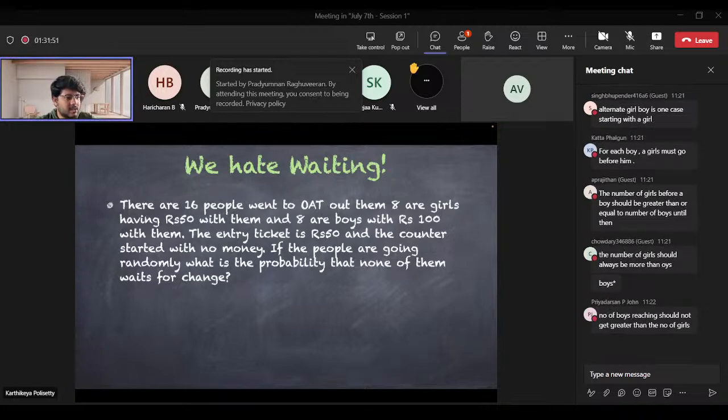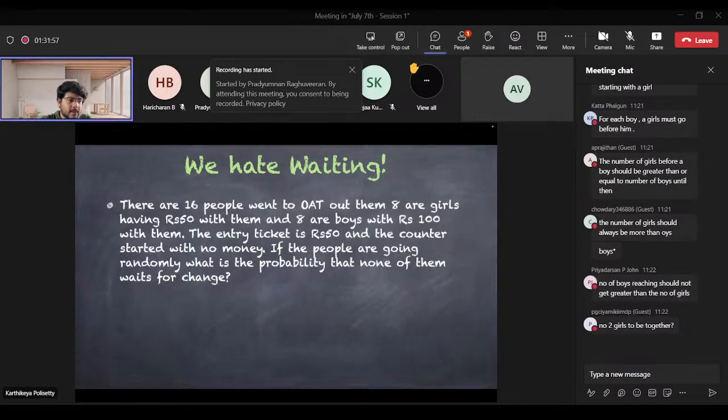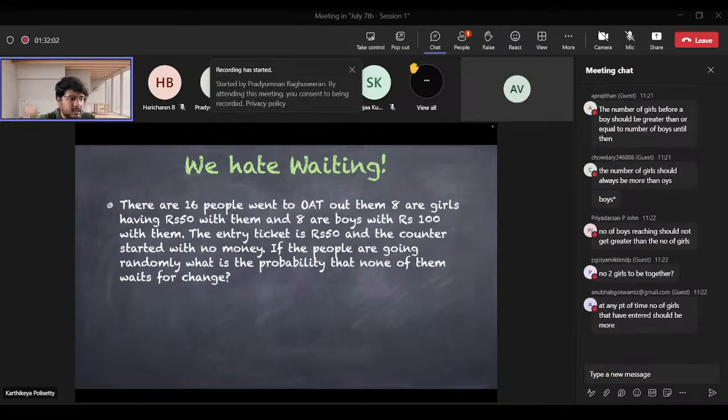The number of girls before a boy should be greater than or equal to the number of boys until then. Yeah, it's actually correct. All the other things will be subcases of that. So that the ticket counter will have some change to give whoever boys come, whoever comes next.